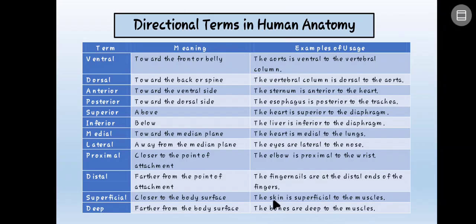Here's a perfect example for ventral. The aorta is ventral to the vertebral column, meaning the aorta is anterior to the vertebral column. It's in front of the vertebral column. Dorsal means towards the back or posterior.